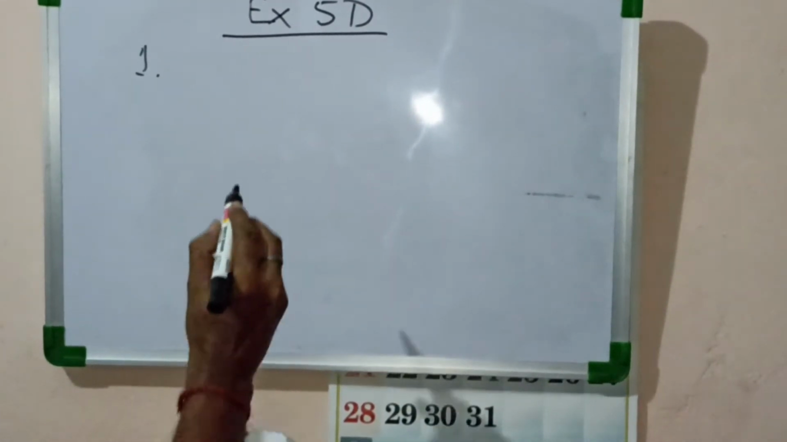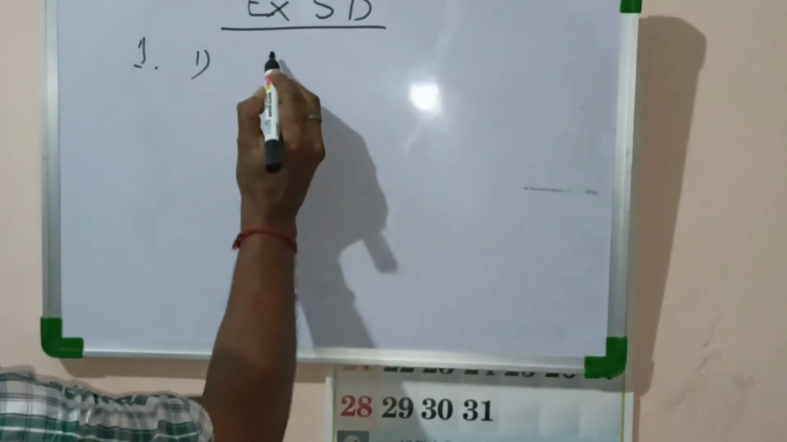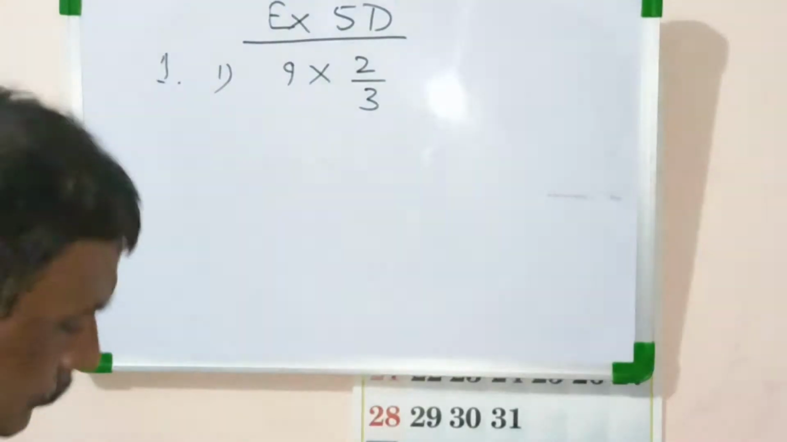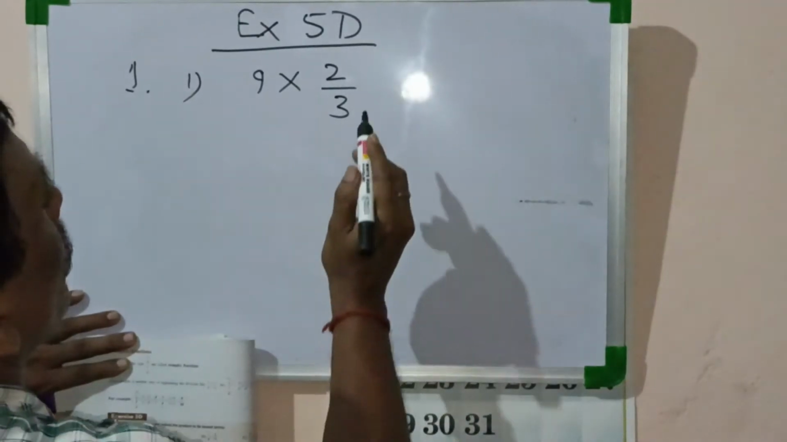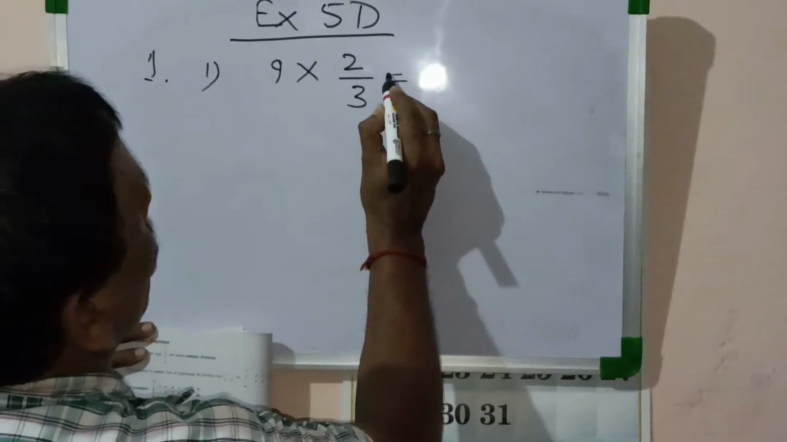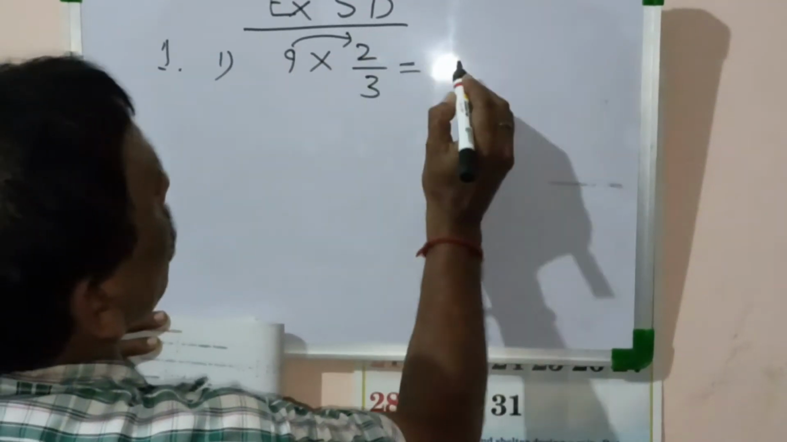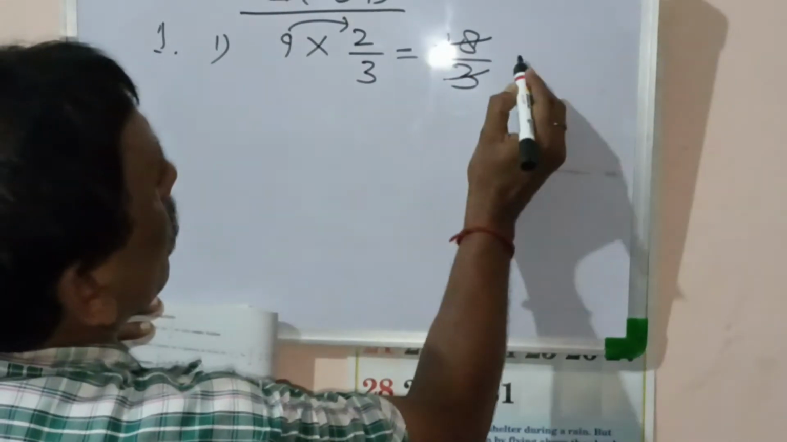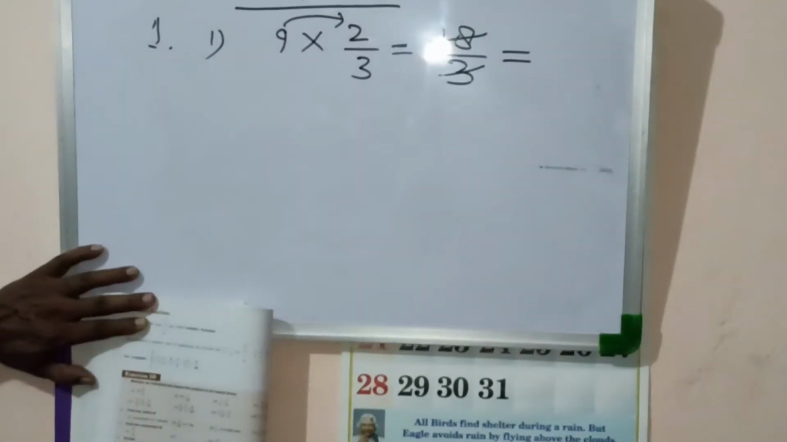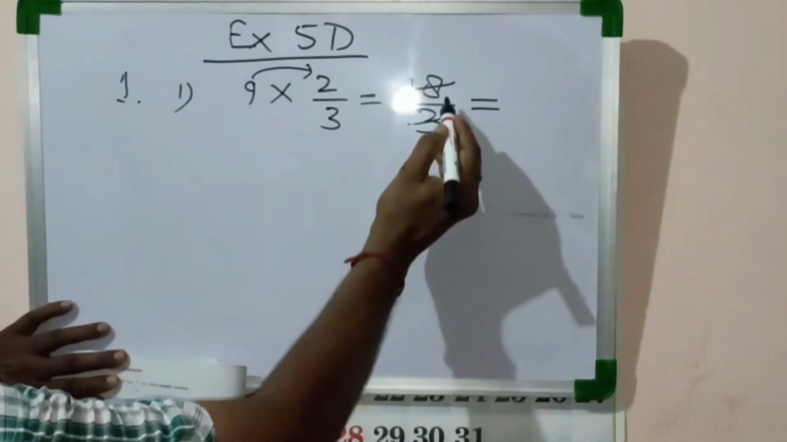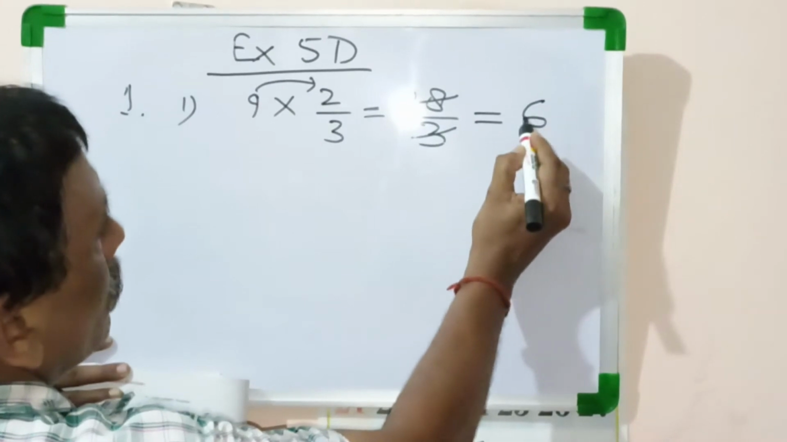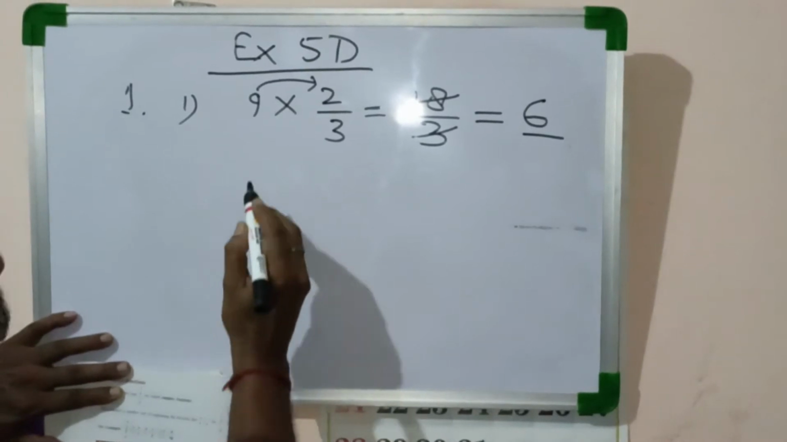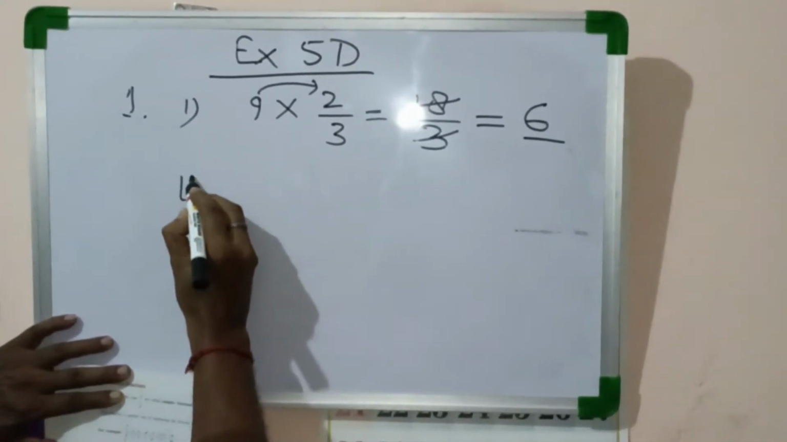It is 9 into, first part, 9 into 2 by 3. 9 twos are 18. 18 upon 3. 3 can divide this 18. 3 ones are 3, 3 sixes are 18. So the answer is 6. Okay. Similarly, you can do the second part also. I am telling you the third part.